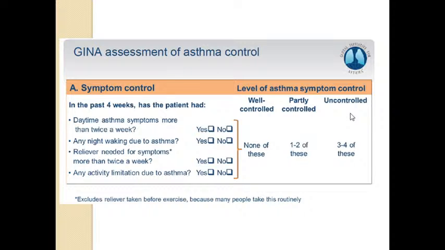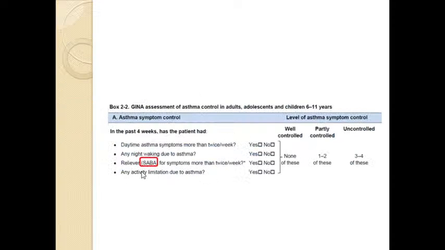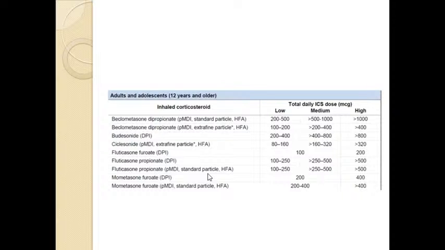The main goal of the treatment of bronchial asthma is to reach control. But now the generally recommended reliever medication is short-acting beta agonist. And in this slide, you can see the dosage of corticosteroids. For example, if the patient uses beclomethasone, 250 micrograms daily is low dosage. Medium is 500, 1000, and more than 1000 is higher doses.